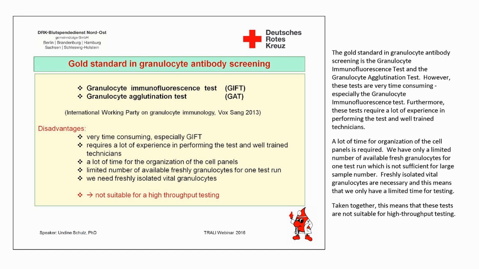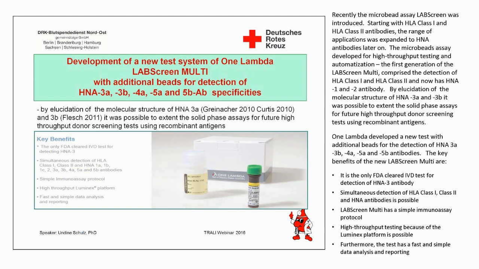Freshly isolated vital granulocytes are necessary, and this means that we only have a limited time for testing. Taken together, this means that these tests are not suitable for high throughput testing. Recently, the Microbeads Assay LABScreen was introduced. Starting with HLA class 1 and HLA class 2 antibodies, the range of application was extended to HNA antibodies later on. The Microbeads Assay is suitable for high throughput testing and automatization.